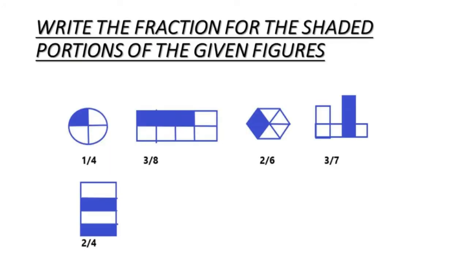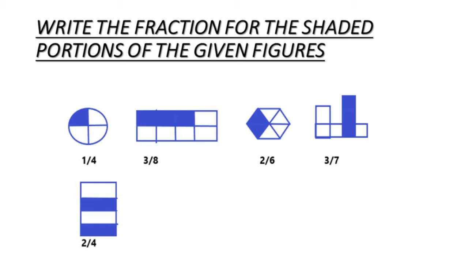Write the fraction for the shaded portions of the given pictures. First one, circle. The circle has been divided into 4 equal parts. One is shaded. So the fraction is 1 by 4. Second one, rectangle. The rectangle has been divided into 8 equal parts. 3 parts are shaded. So we write the fraction as 3 by 8.